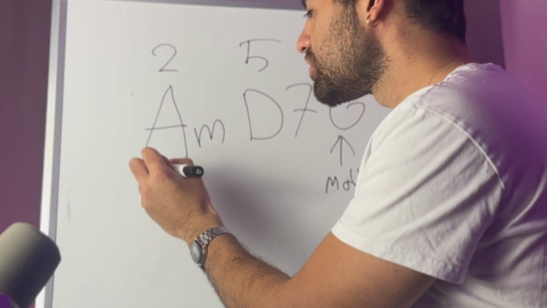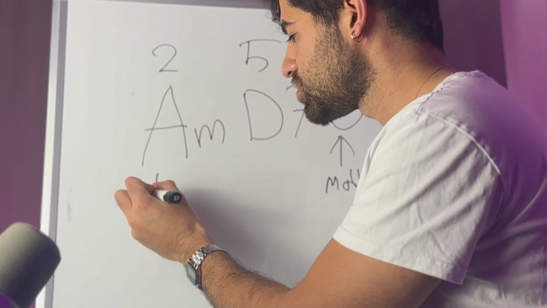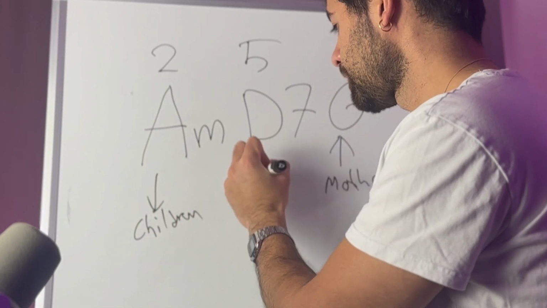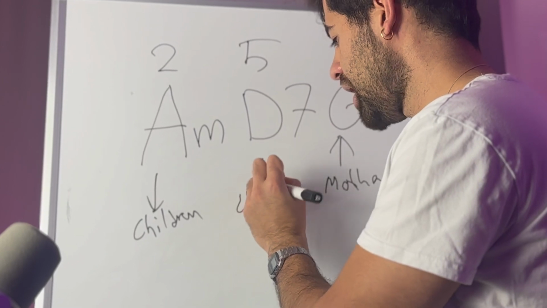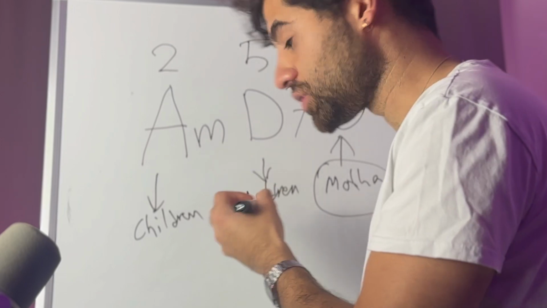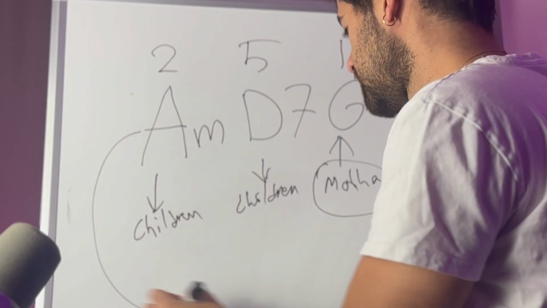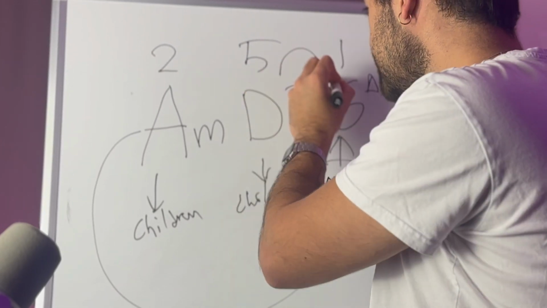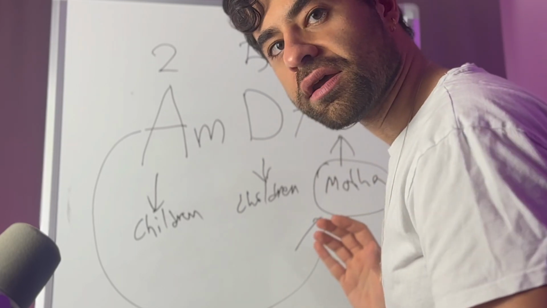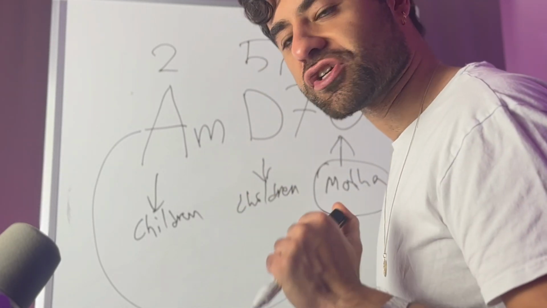This is the 2, which means it's the 2nd degree. These both are children. So basically this is what we're using. This is what everything derives from. These are all connected to this. The chords that come before the 1 are connected to the 1. So that's literally what you need to know.